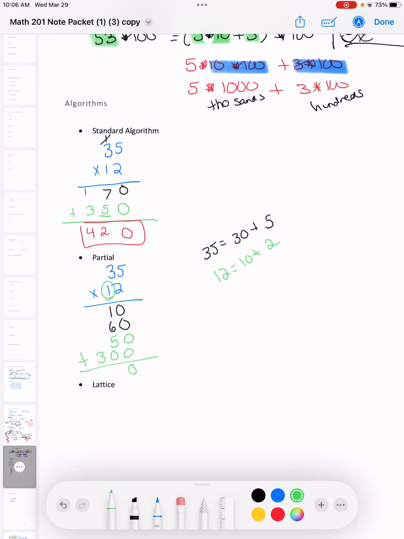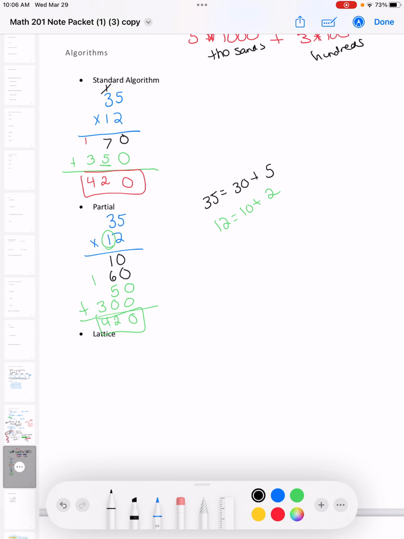I'm going to get a 0 in the 1 spot. 1 plus 6 is 7, plus 5 is 12. And I get 420. So partial is very similar to standard, but you don't have to regroup. You can write your entire part of your answer down below.